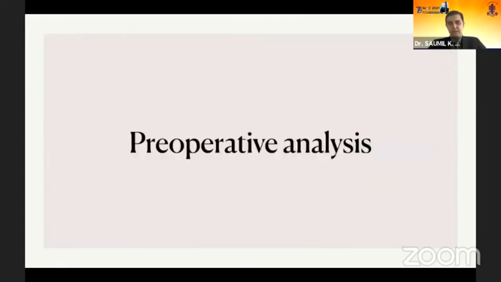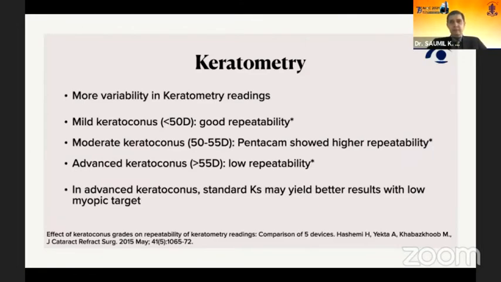So it starts with preoperative analysis, and keratometry is one of the main concerns because there is absolutely more variability in our keratometry readings. It's very difficult to get a good keratometry. It has been found by a study comparing 5 devices that in mild keratoconus, there was good repeatability of all these 5 devices. In moderate keratoconus, that is 50 to 55 diopters, the Pentacam showed a higher repeatability than the others. And in advanced keratoconus, no matter what the machine was, they all showed poor repeatability. So in advanced keratoconus, a standard case may sometimes yield better results with a slightly low myopic target than the actual keratometry readings.